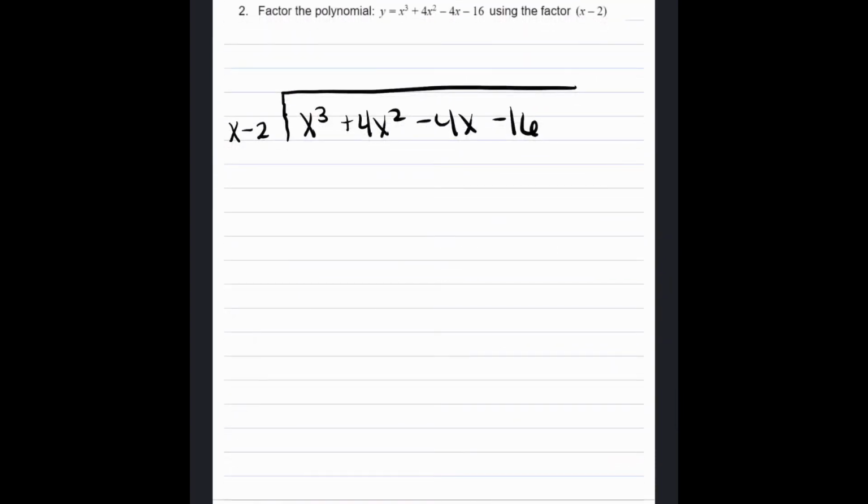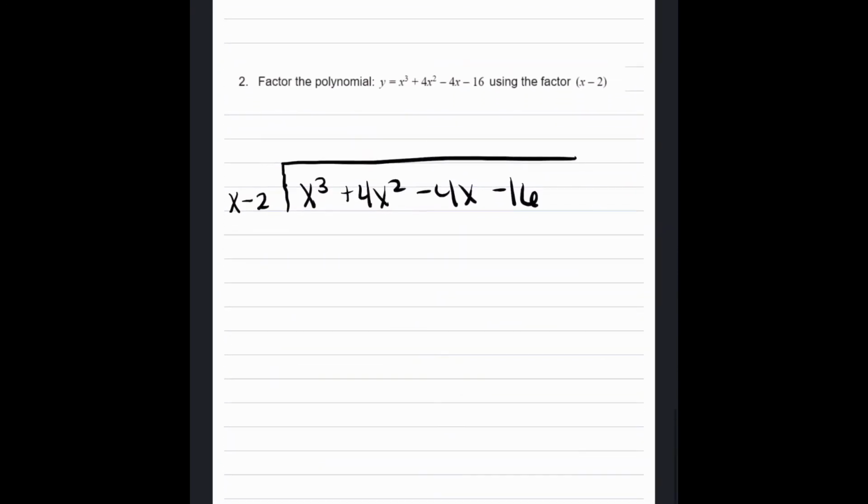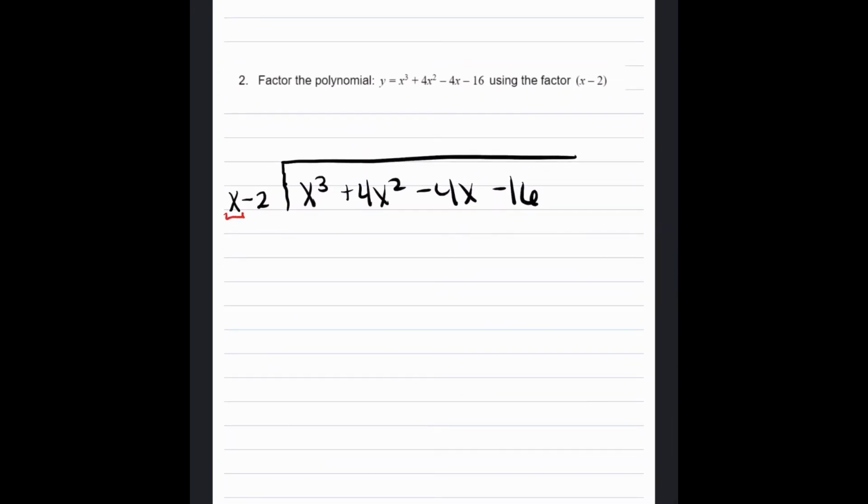All right, so going through this, just looking at the first terms, what does x need to multiply by to become x to the third? It needs an x squared.